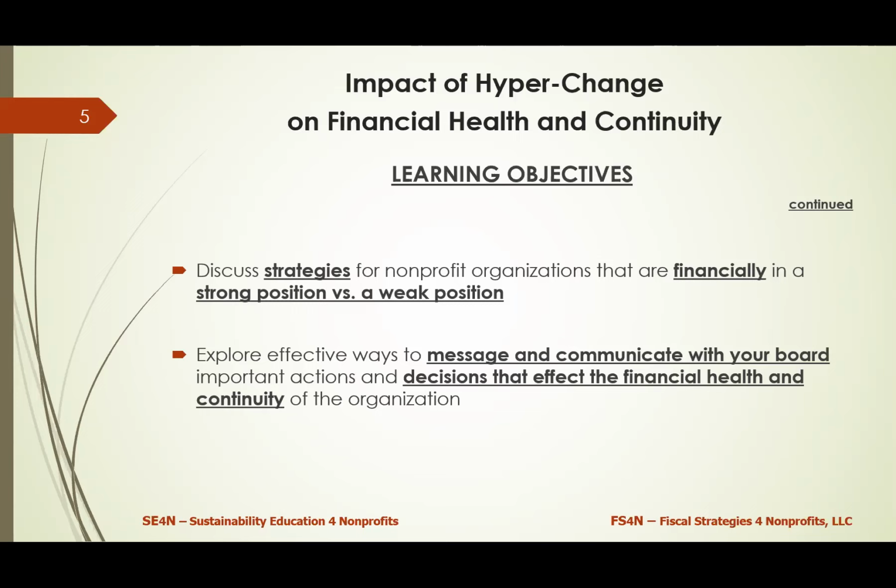But organizations that are in a strong financial position have operating reserves. What are their options, versus organizations that are struggling, don't have much cash, cash flow is a problem, accounts payable is a constant management issue, and what are some of the things they're looking at? There are really two different scenarios.